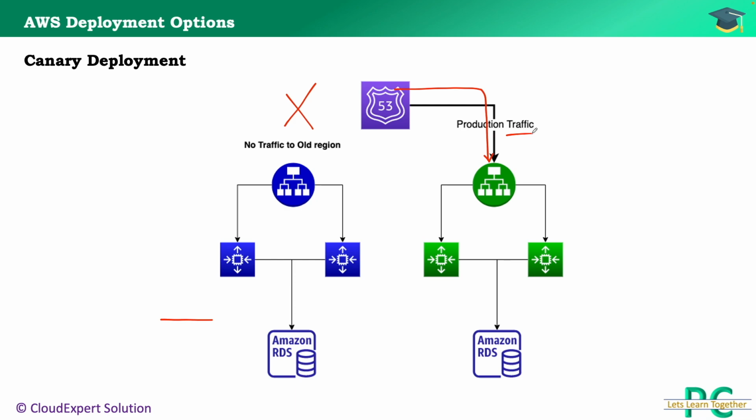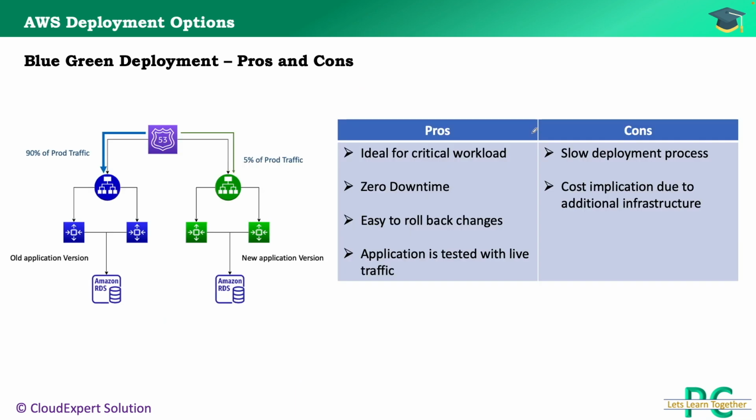Now let me repeat again. For Canary deployment, you are testing with actual production traffic but with a small subset, compared to blue-green deployment, where you are testing the new environment with test traffic. This is the main difference between Canary and blue-green. Coming back to pros and cons, again, they are the same pros and cons as for blue-green. Only an additional pro: the application is tested with live production traffic, not with test traffic. But apart from those, pros and cons are all the same as compared to blue-green deployment.